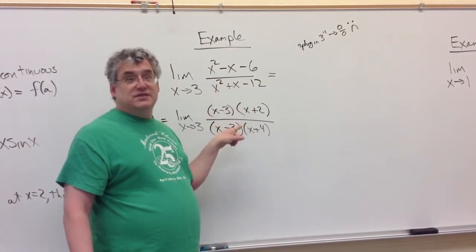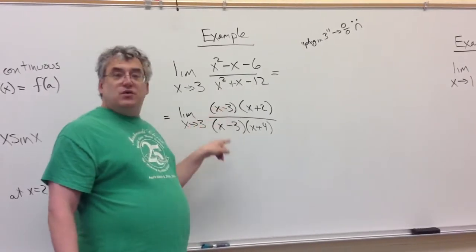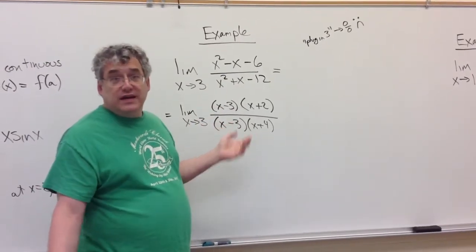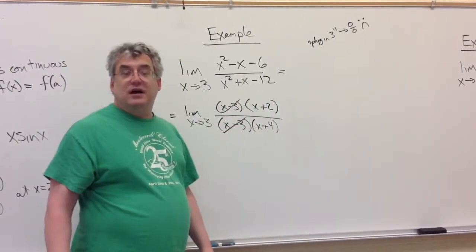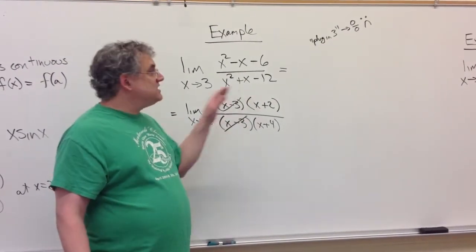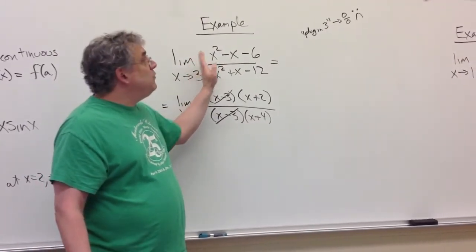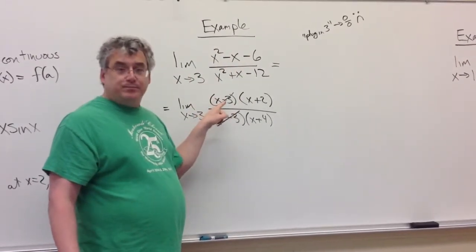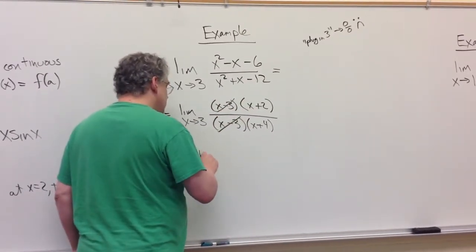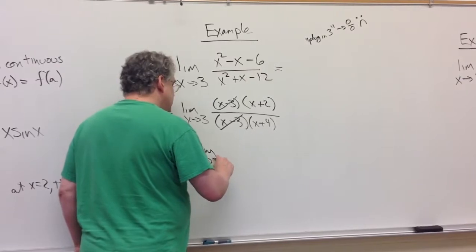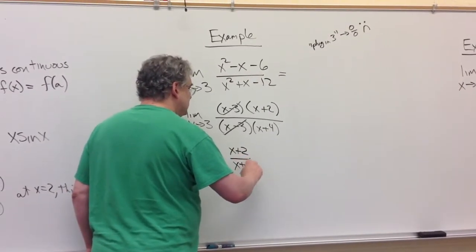Literally, this is the same as this. But what happens is, at 3, this is 0 over 0. But everywhere else, we can cancel. So the algebra we do is to cancel out the common factor. Now, you can't just cancel out a term. We could not cancel this x squared next to x squared, because those are not multiplied in. But here, x minus 3 is multiplied in, so we can cancel that. We get the limit as x goes to 3 of now, x plus 2 over x plus 4.